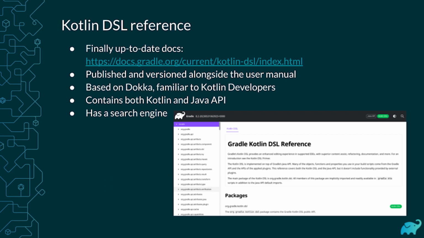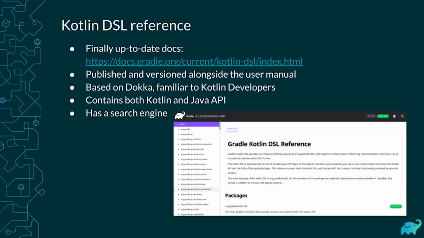Okay, so before 8.2, the Kotlin DSL reference docs weren't maintained. There was just some old obsolete version linked from the manual. From 8.2, we have a new one which is up to date, and it's properly maintained from now on. It's published alongside the manual, and it's linked from there, but it's basically at the link provided in the slides.